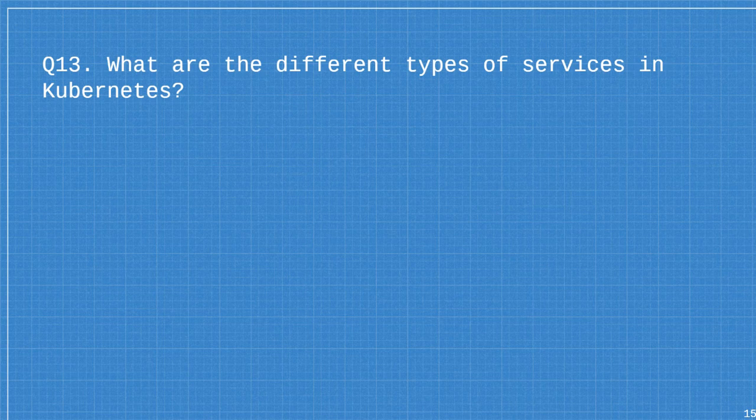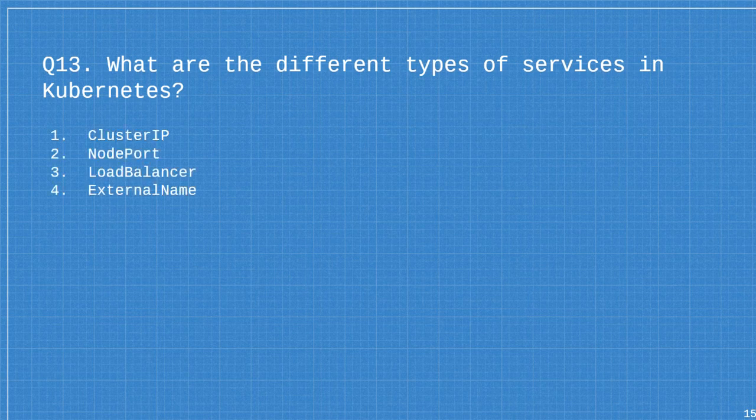Okay, what are the different types of services in Kubernetes? In Kubernetes, we have four types of service: ClusterIP, NodePort, LoadBalancer, and ExternalName. ClusterIP is used to communicate within the cluster.